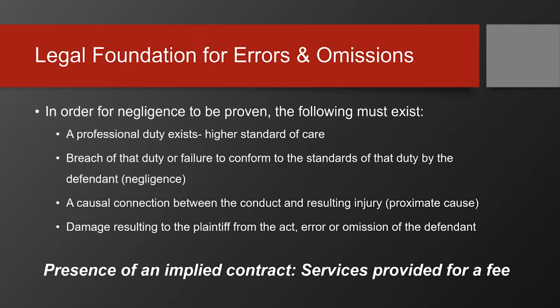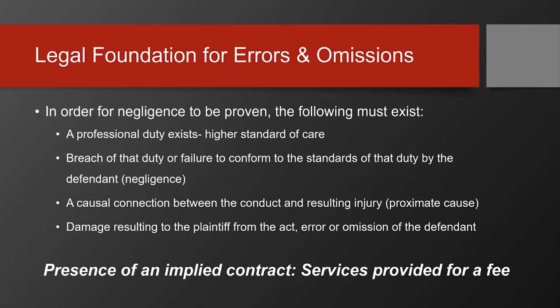In order for an E&O claim to be triggered, there are a few things that need to happen. The first thing that has to happen is that there has to be a professional duty. So it's that higher standard of care. You go to someone because of their expertise. You go to your accountant because they have an expertise in tax matters. You don't go to your neighbor assuming that they have a higher expertise because they didn't necessarily have training. The second part would be a breach of that duty or failure to conform to the standards of that duty. So going back to the tax example, you relied on them for their expertise and somehow they did not utilize that expertise in helping you.